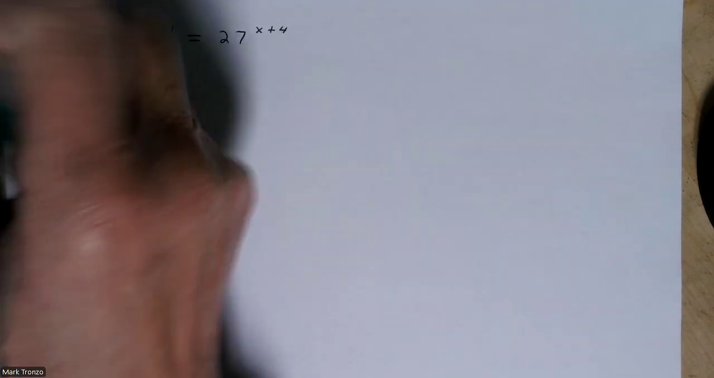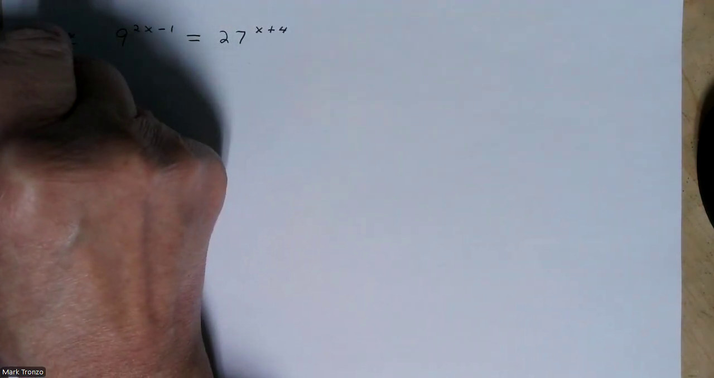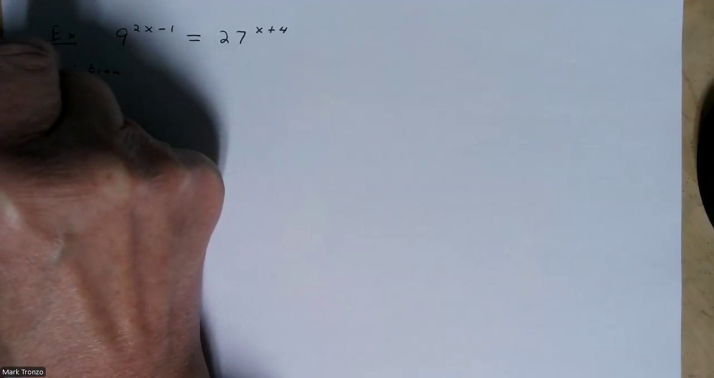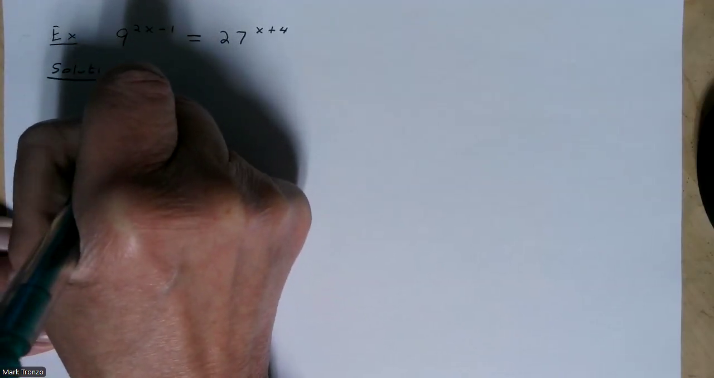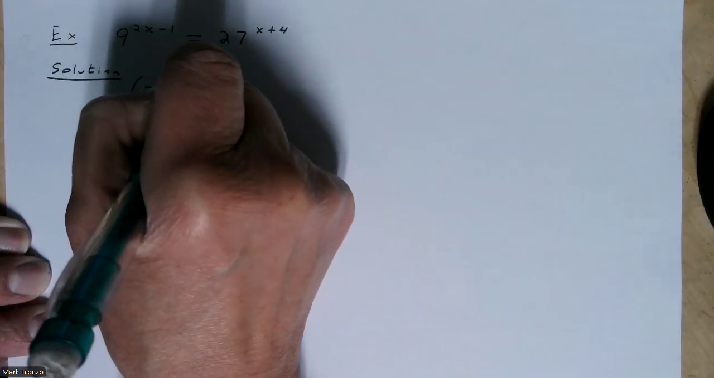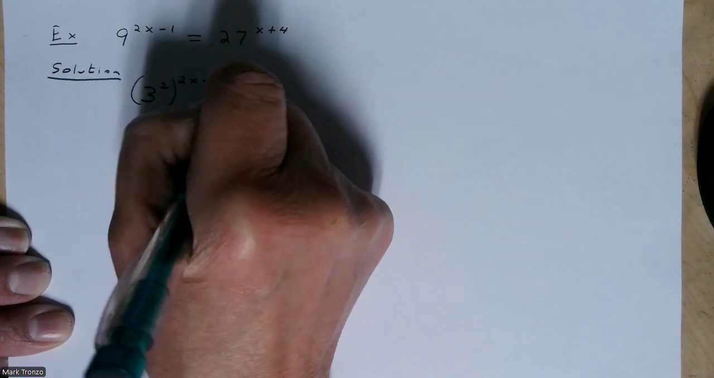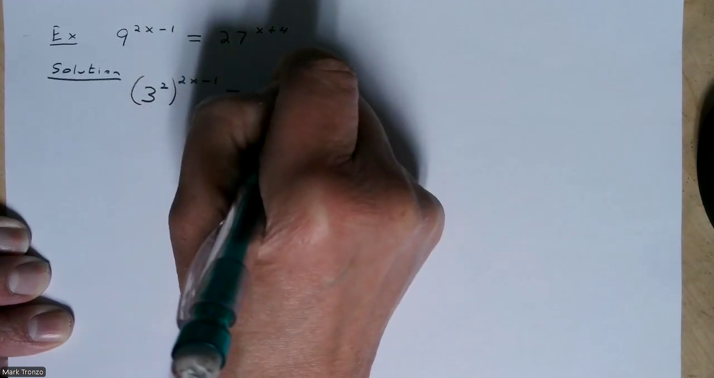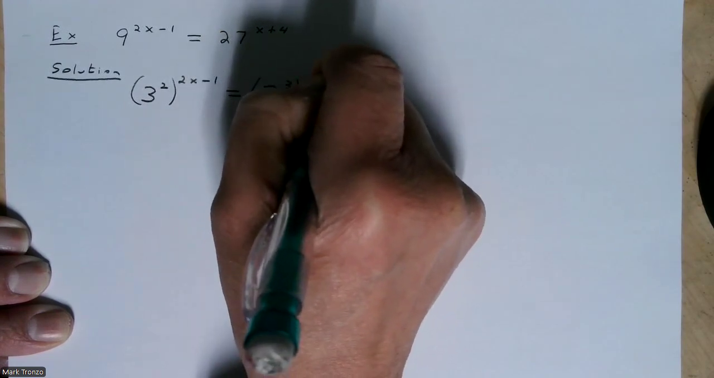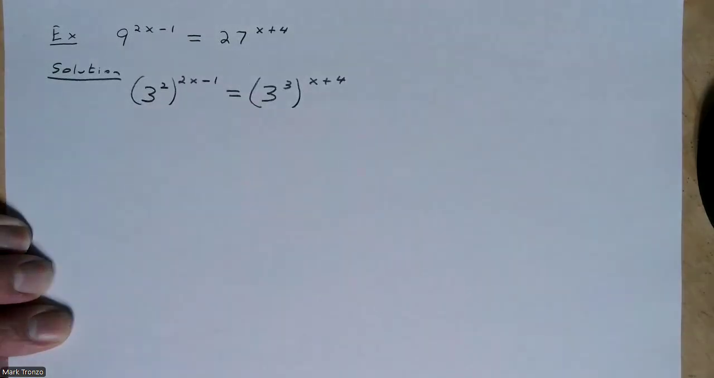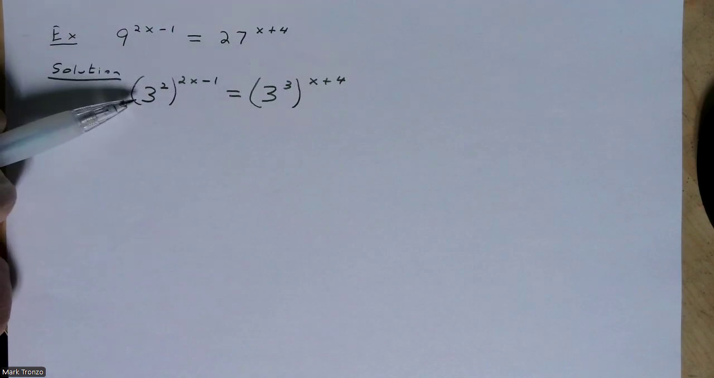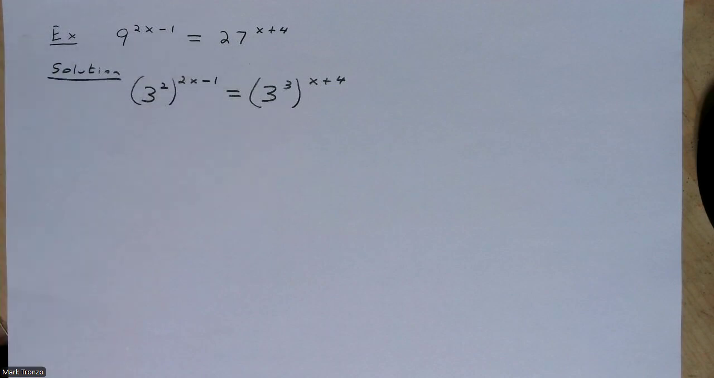So what we can do, we can say that 3 squared to the 2x minus 1 is equal to 3 cubed to the x plus 4, like this. So all I did was replace 9 by 3 squared, 27 by 3 cubed.